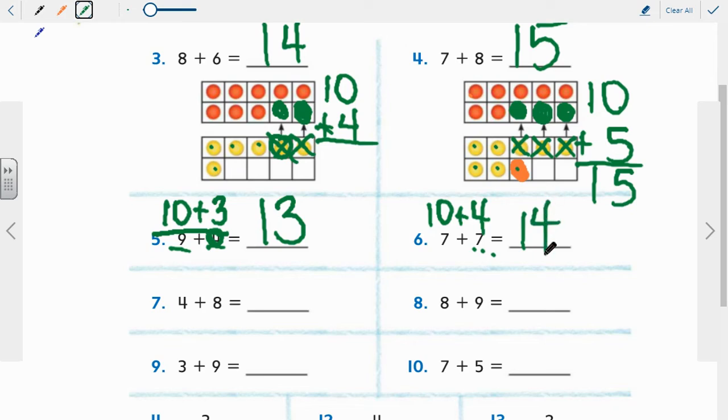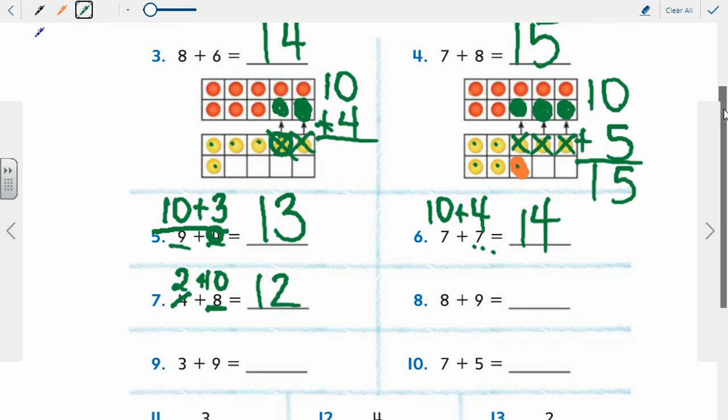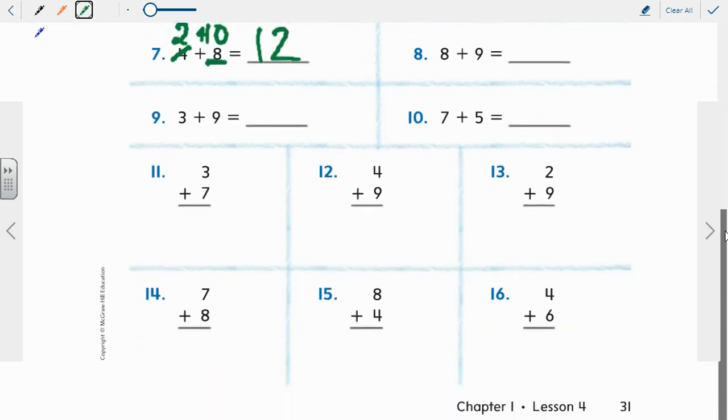For number 7, I'm going to start with my larger add-in, which is my 8. How many more do I need to get up to 10? Well, I need 2 more to get to 10. If I take away those 2 from this one, I'm left with 2. So what's 2 plus 10? Well, that is going to be 12. All right, 12.